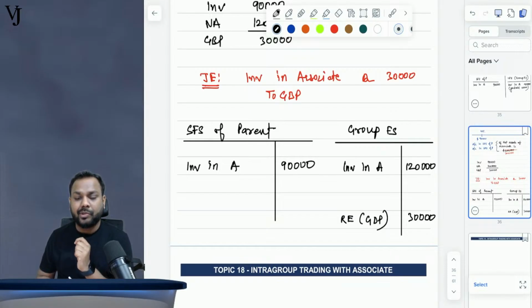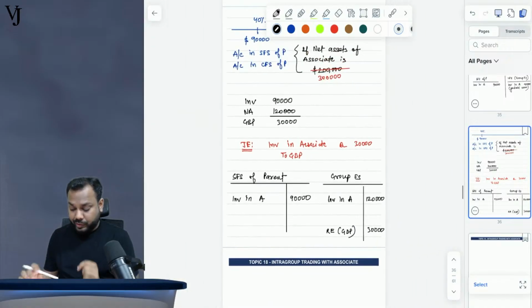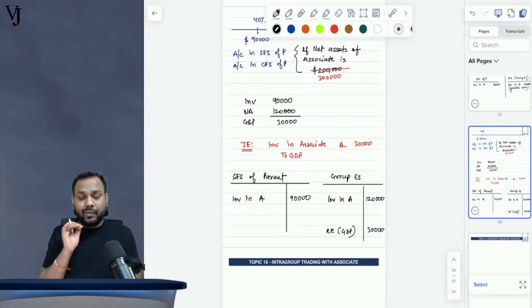I believe it is very much clear to all of you. Okay, this is important from an FR perspective, from an SBR perspective. Generally, a student forgets this concept. I don't want you to forget this. Is it clear, everyone?